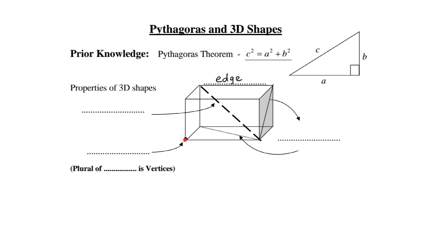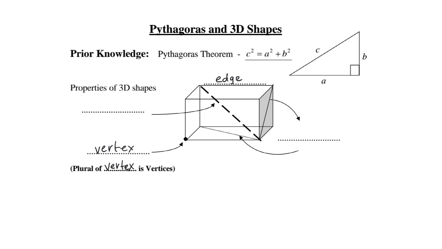Down the bottom left, we've got this dot that's on the point where 2 edges meet, or 3 edges meet in this case. That is called a vertex. And the plural of vertex is vertices. Okay, so there are two pieces of maths terminology that we have to be familiar with.